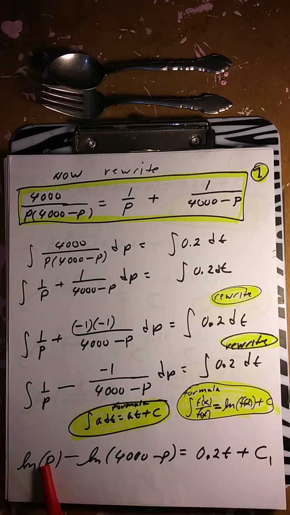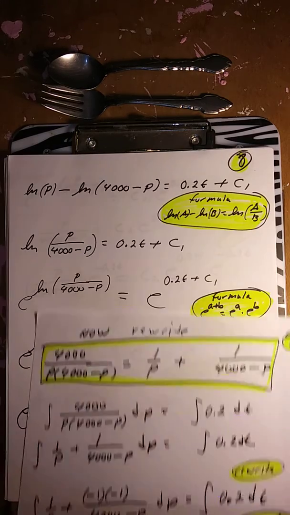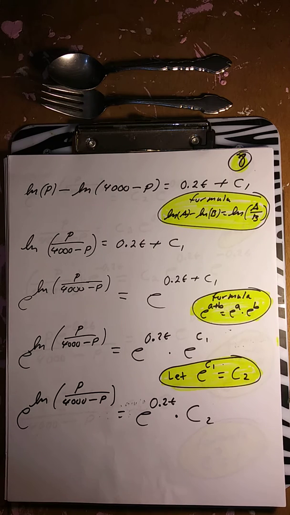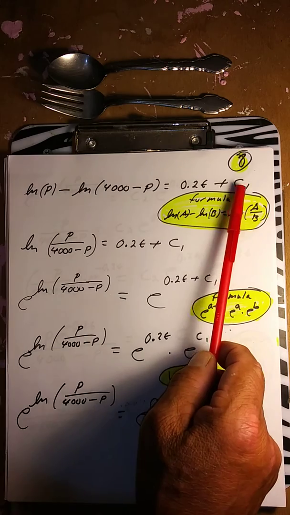So this is going to be log of p, this is going to be negative log of 4,000 minus p equals 0.2t plus c1. Let's call it c1, the first constant. Now, log of p minus log of 4,000 minus p equals this, c1.